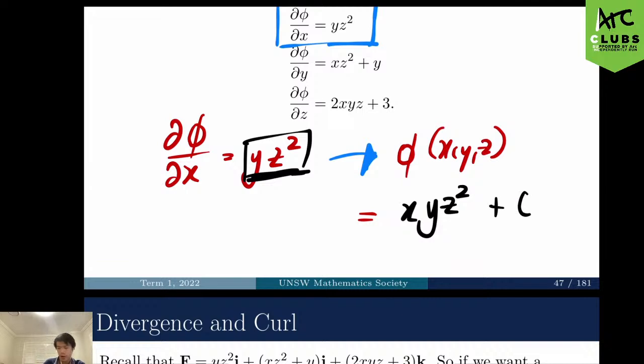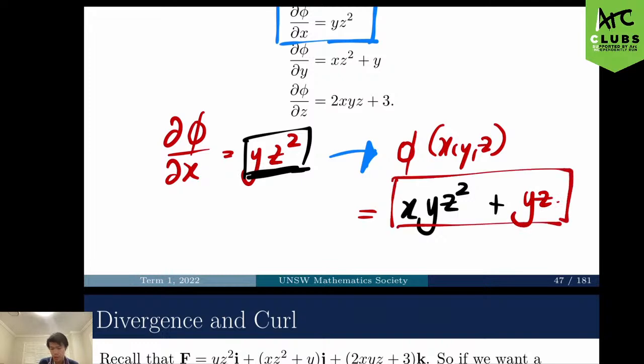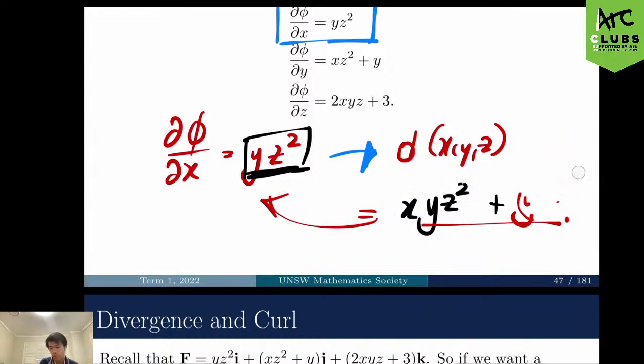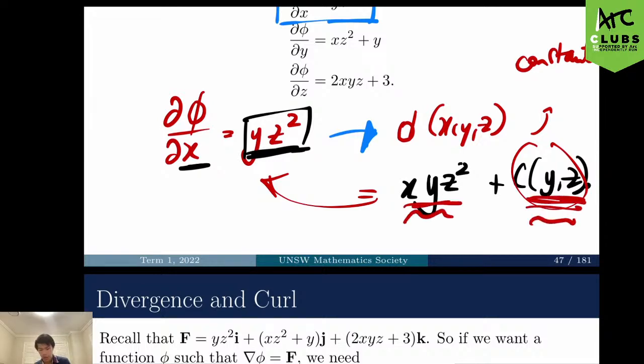But when we think about it, this constant just has to be a constant with respect to x. Because let's say, for example, if we had something like yz, then if we were to differentiate this with respect to x, this would just disappear. So realistically, it's not a constant anymore. It's going to be a function of y and z. So that's a really important point. When we integrate with respect to x, the leftover constant needs to be a function of the other 2 variables, so c(y, z). So that's our first step.